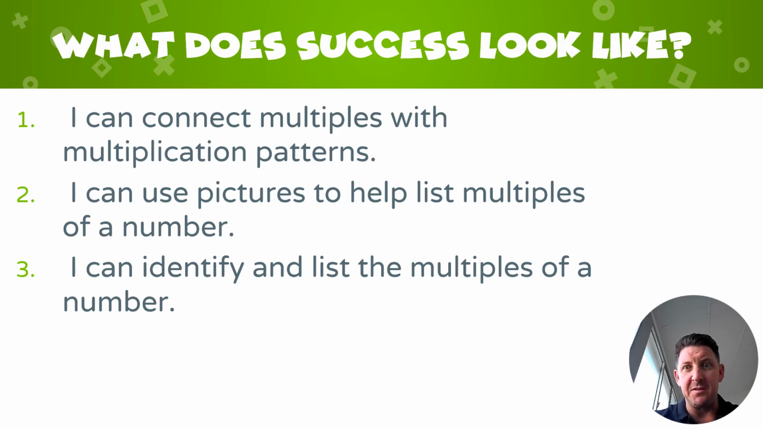So let's have a look at what's going to make us successful today. The first thing we need to do is see that there's a connection between multiples and multiplication. We need to see that the patterns for multiples come from our multiplication equations. The second thing is to use pictures to help us list the multiples. Today we'll be looking at stars, or sticks, that might have a certain amount of sides or points, and how that can help us form our multiples. The last one is that you can identify and list all the multiples of a number, using our pictures and then going on from there.